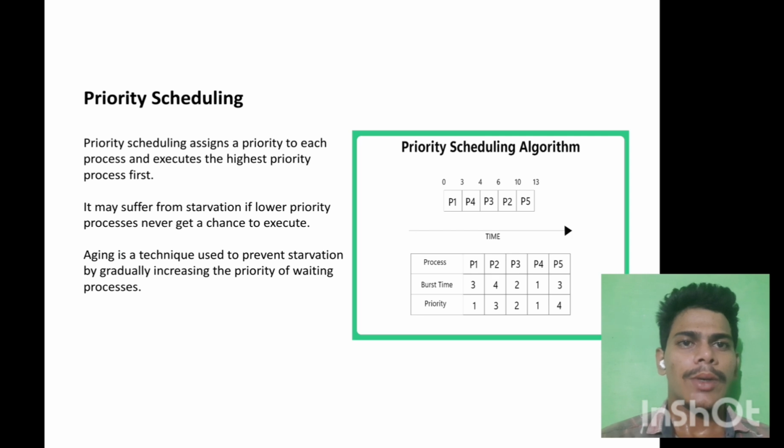Priority scheduling. Priority scheduling assigns a priority to each process and executes the highest priority process first. It may suffer from starvation if lower priority processes never get a chance to execute. Aging is a technique used to prevent starvation by gradually increasing the priority of waiting processes.